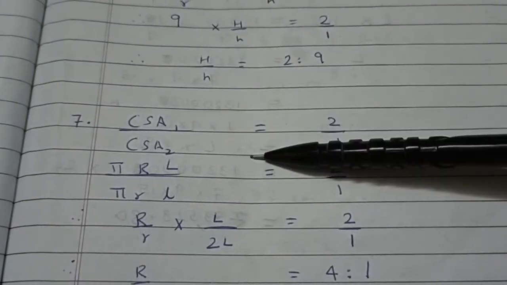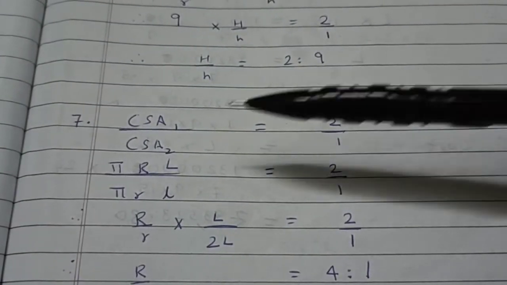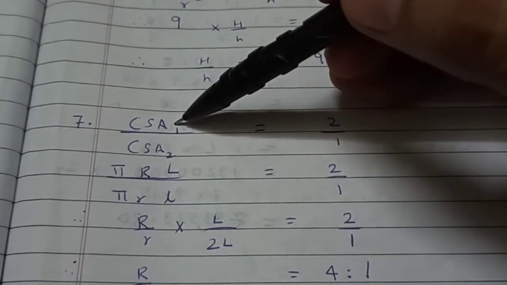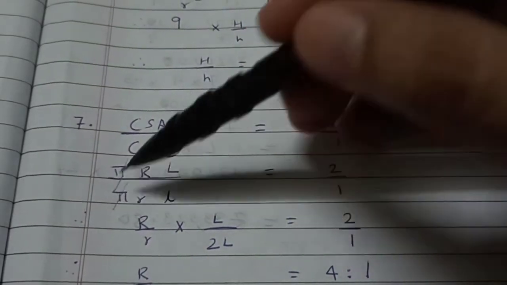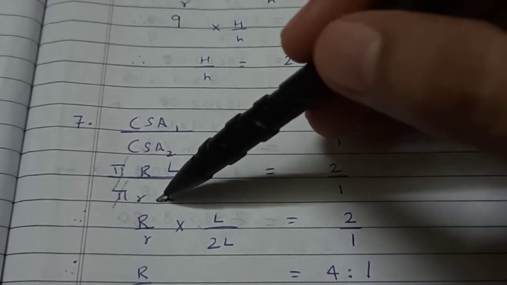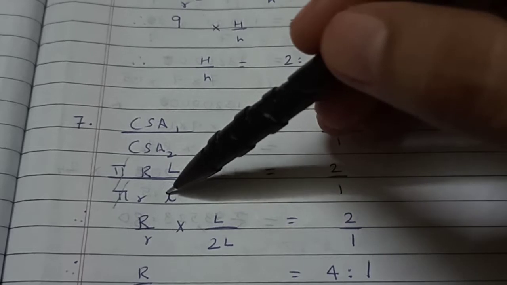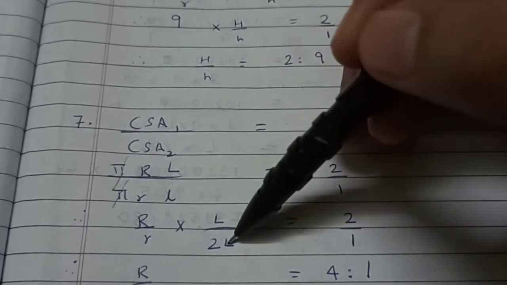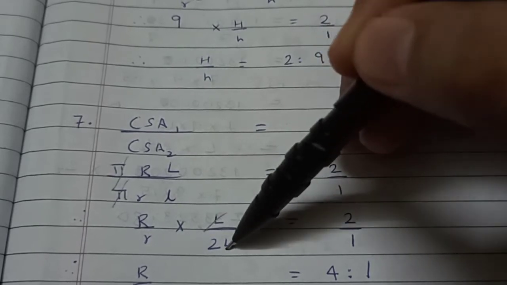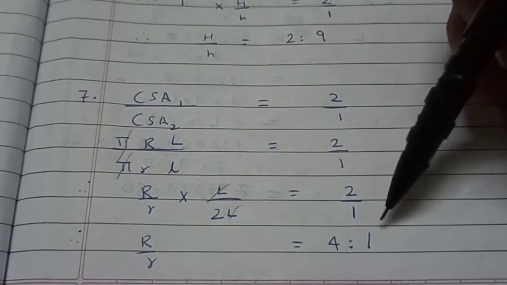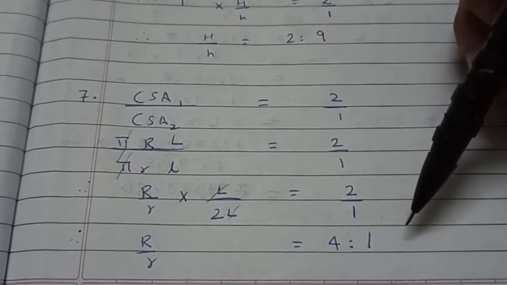So same method here. CSA 1 upon CSA 2 is 2 upon 1 given. So pi R L upon pi r l. Capital L is for the first one, of course. Pi gets cancelled, and it's mentioned that the second slant height is twice the first slant height. So I'm going to write this as 2L. So here L and L get cancelled, 2 goes up. So the ratio of the radii is 4:1. Don't leave the answer in fraction.